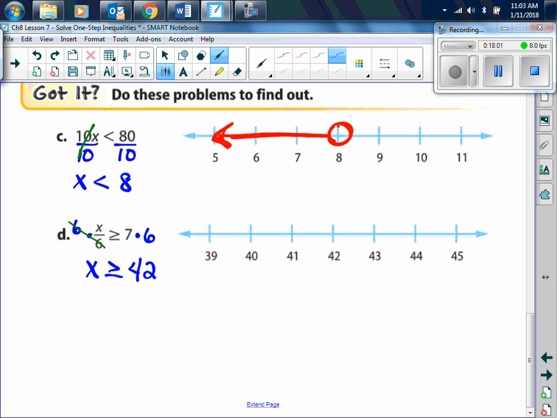Very good. So the important number is 42. What kind of circle are we going to have at 42? Closed circle. Very good. So we'll have a closed circle at 42. And which way are we going to shade? We're going to shade to the right.